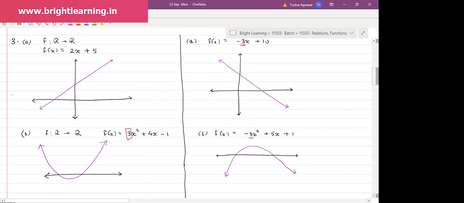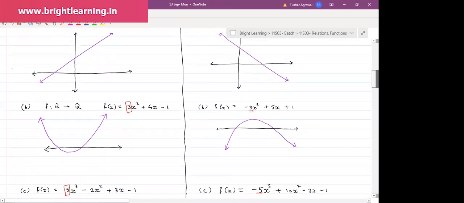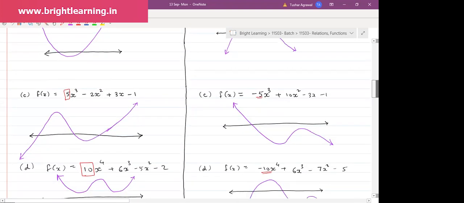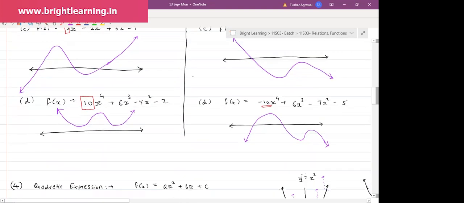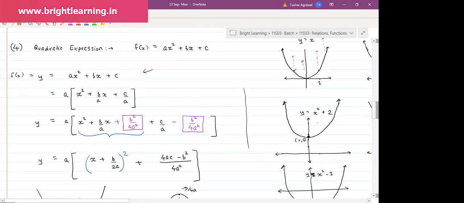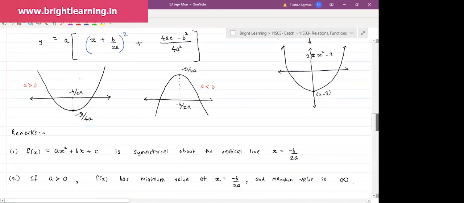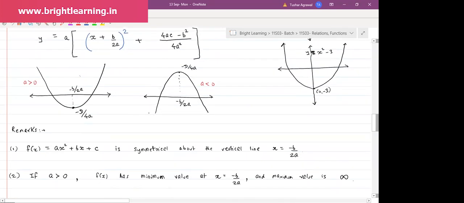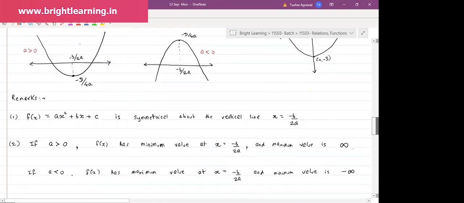And as the degree goes on increasing, the graph takes its turns from a straight line to a U to the cubic, then biquadratic, and so on. Then for the quadratic expression, we analyzed completely how the expression looks. It's a parabola, or in rough language, you can call it a U shape. The two important remarks regarding that U shape: it is symmetrical.